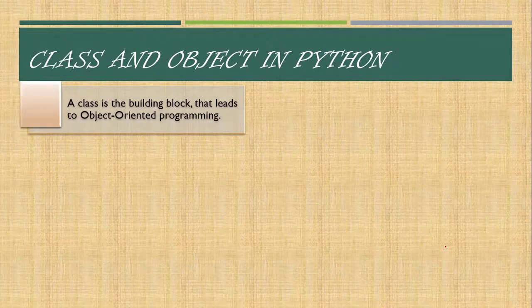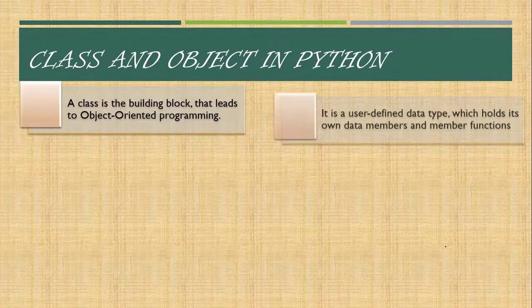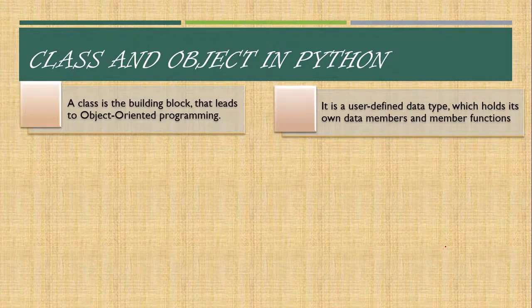So if we want to go into the theory of class, what we can say is a class is the building block that leads to object-oriented programming language. This we have understood because we first identified the different entities, and we just wrote the blueprint for each type of entity. That is the building block of the object-oriented programming language. It is a user-defined data type.